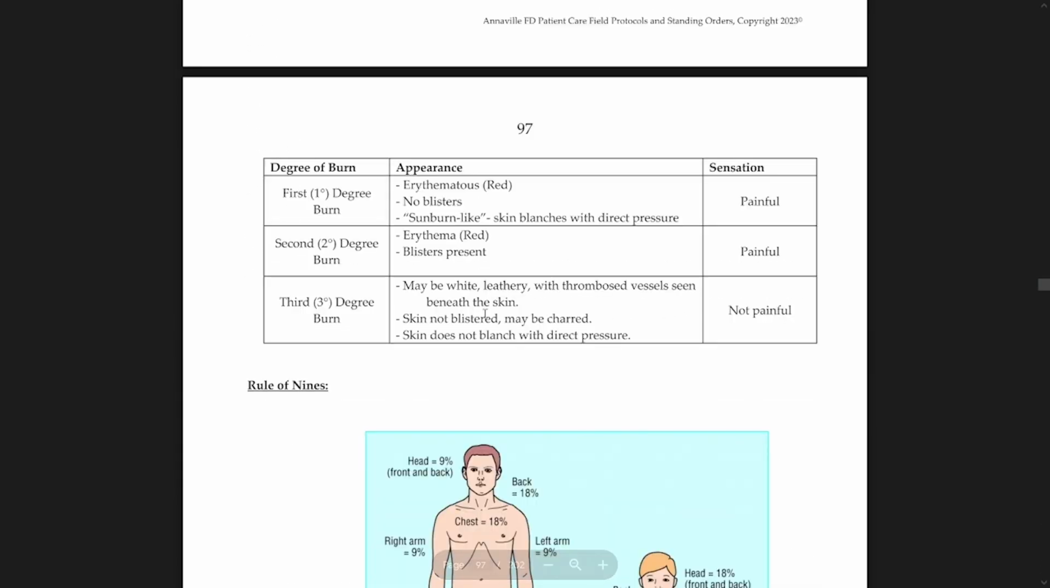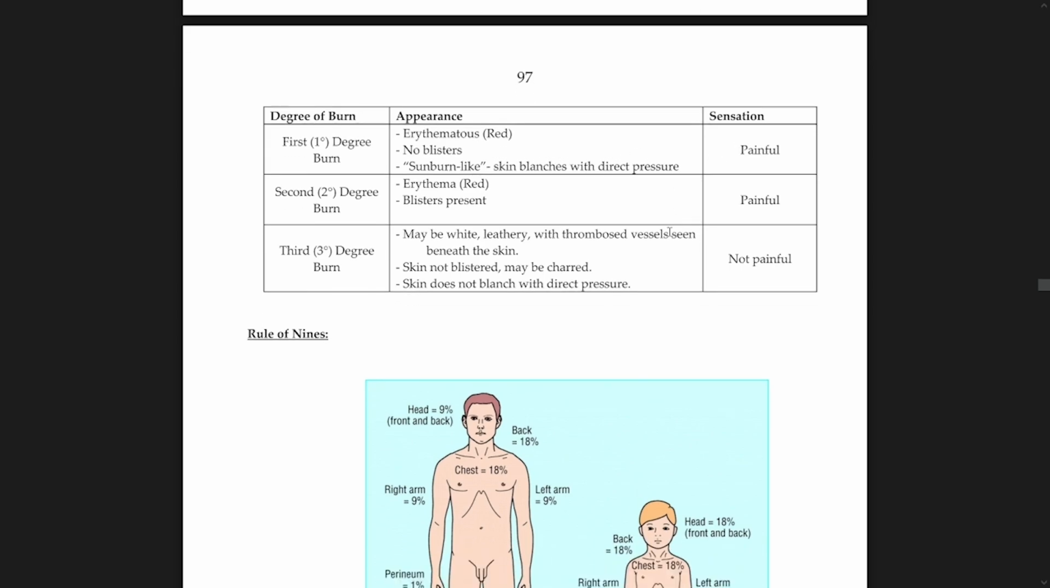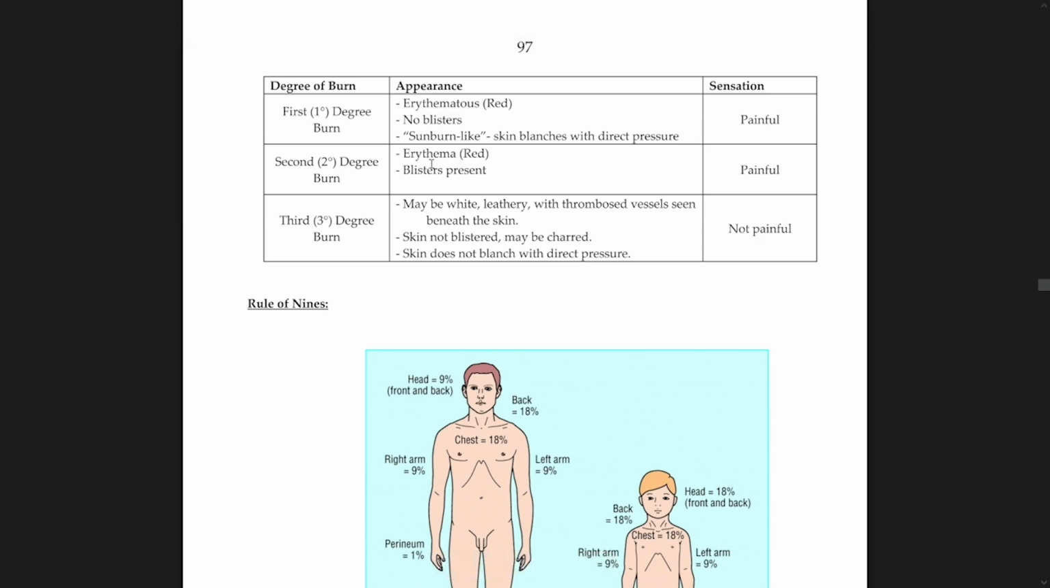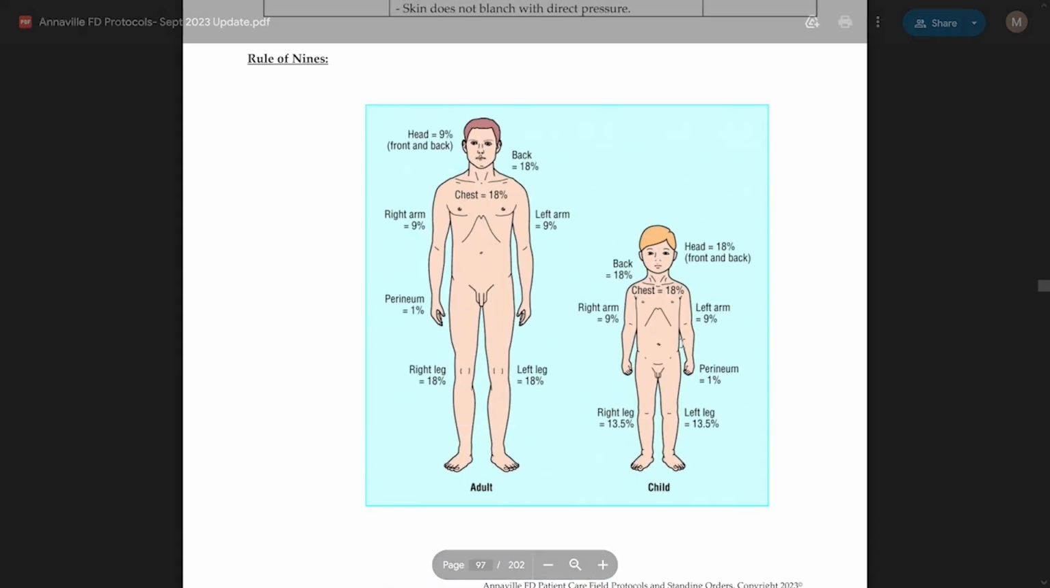For degrees of burns, for a first-degree burn you're going to see erythema, or reddening of the skin, with no blisters. They're going to have a sunburn-like burn, with skin that blanches with direct pressure. It's going to be painful. Second-degree burns are going to be red and blisters will be present. This will also be painful. Third-degree burns may be white and leathery, with thrombosed vessels seen beneath the skin. Skin may not be blistered; it may be charred instead. The skin does not blanch with direct pressure, and it is not painful, which is a horrible sign. Here's an example of the rule of nines.